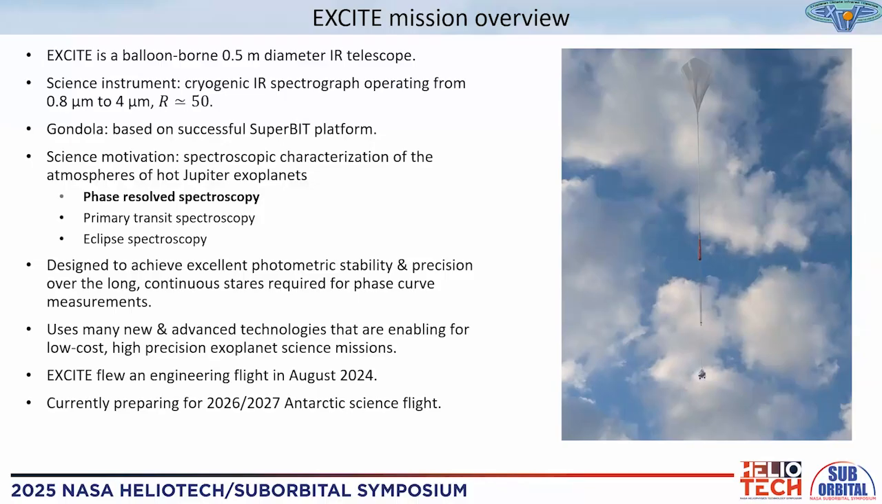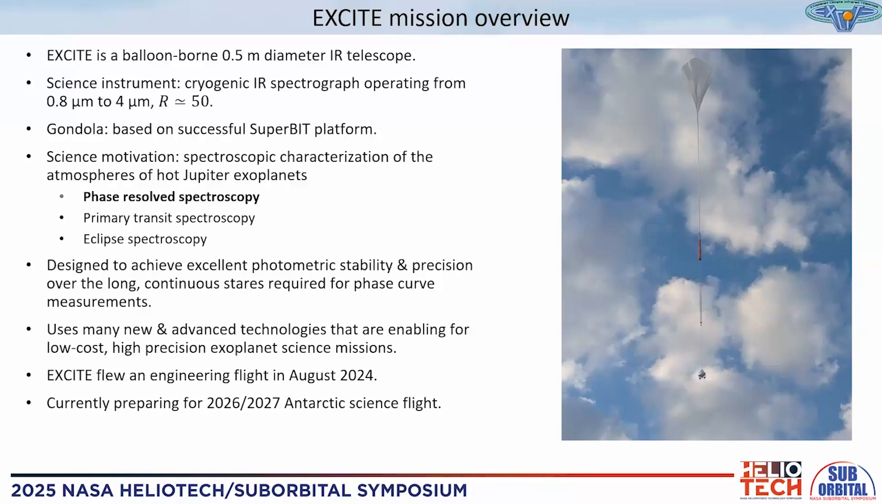Core science case is doing what's called phase-resolved spectroscopy. That's continuous observations of an exoplanet as it orbits its host star. But we also get the well-known atmospheric discontinuities in the orbit that are well-studied, the transit and the eclipse. These measurements are difficult. They require long stares and excellent photometric stability. So that's basically the core of our design.